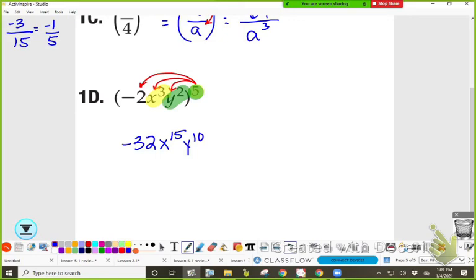Okay, so again, today we're just going to deal with exponents, so that stops that part. We'll do the rest of the lesson tomorrow.